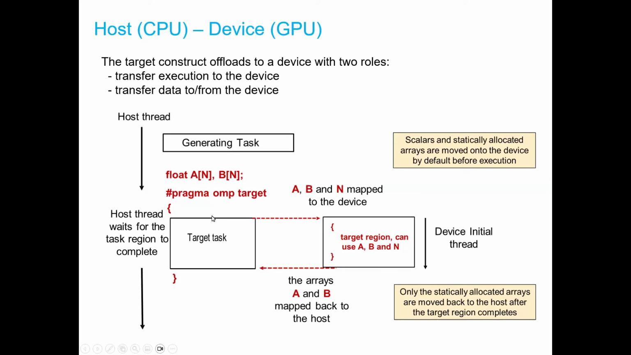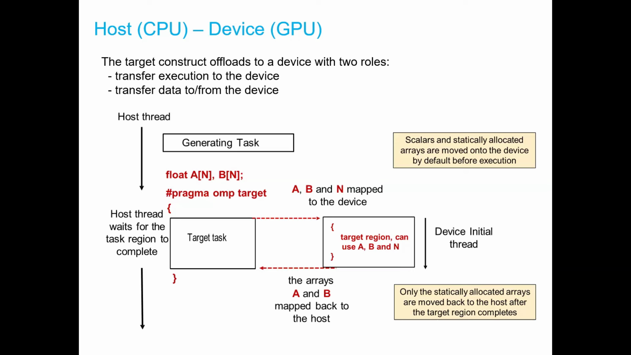And then at the very beginning, for example in this case, there are arrays A and B, and the size, and maybe others. They need all the data to be mapped to the device from the CPU, to the GPUs. And then the GPU does the work. At the end, the results will come back to the CPUs. And by default, the statically allocated arrays will always come back.